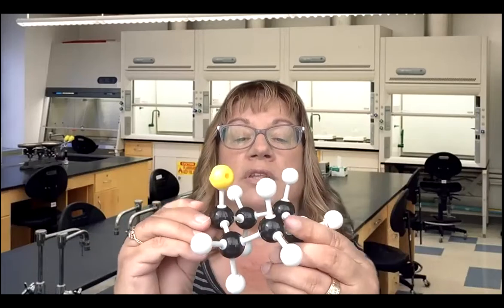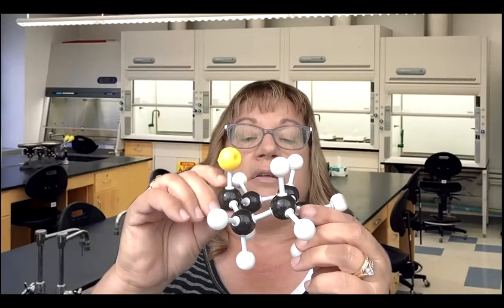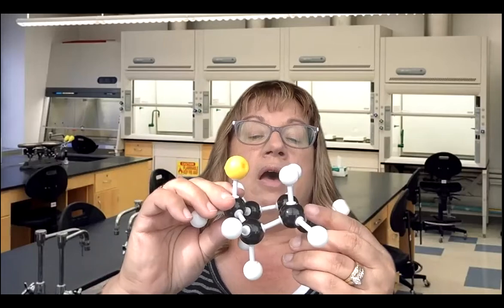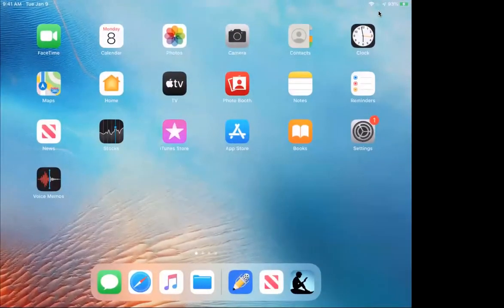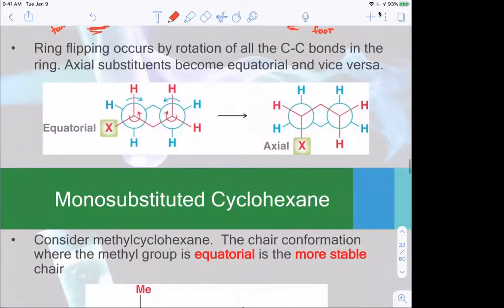And then when I go to the other ring flip, my yellow ball is now axial, and this is now the head of my chair. So I just did this ring flip by just moving the atoms and using motion to go from one to the other. All right, so I showed you this ring flip.